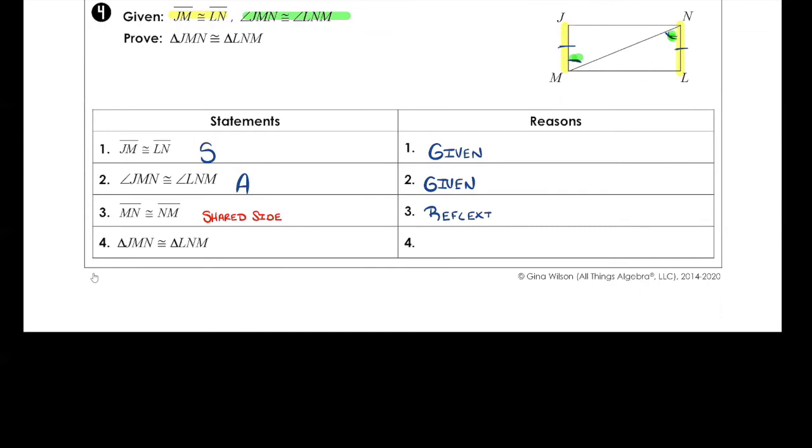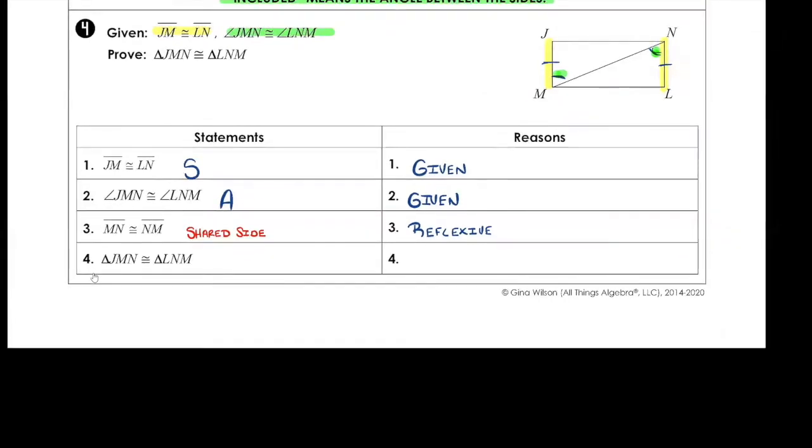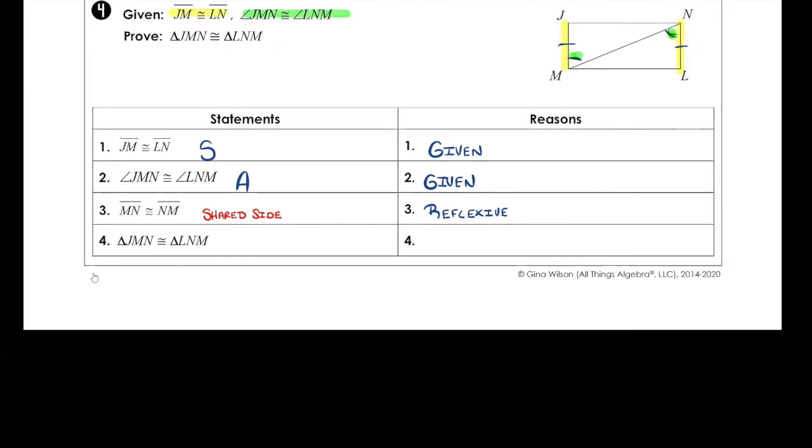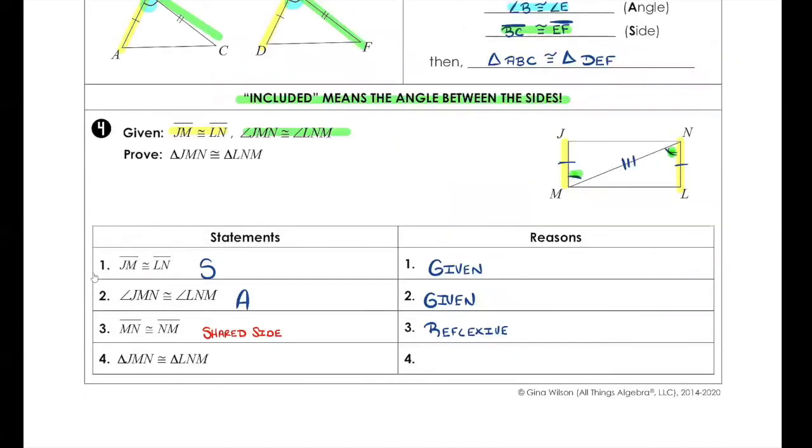So technically this is not given to us because they didn't mark it on the diagram. So we have to conclude that it's reflexive because it's a shared side. That's our congruent segment because it's a shared side.